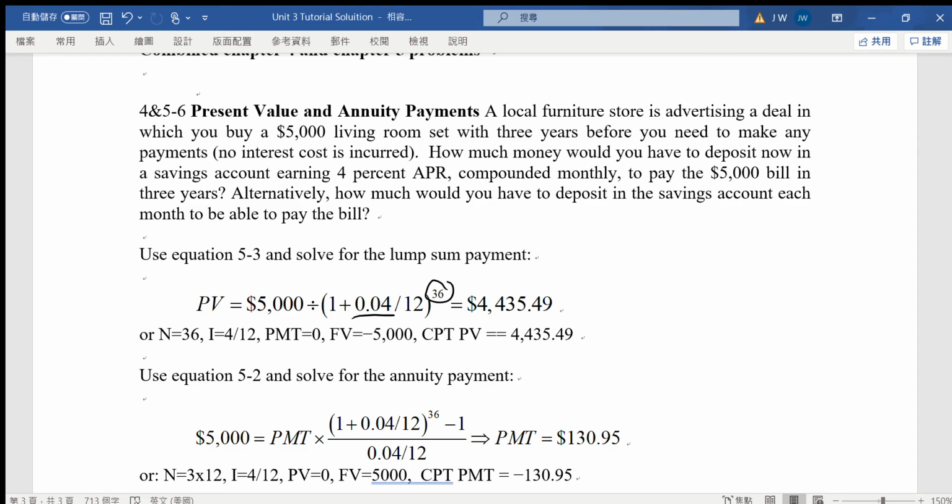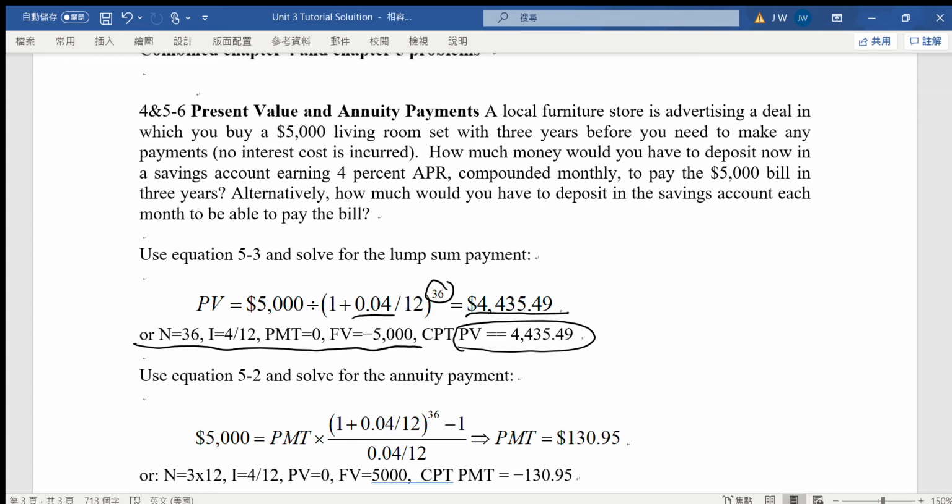Because of that, you need to put 4,435.49 in the savings account under a 4% interest rate. Then 3 years later you will get 5,000, which will be sufficient to pay for the furniture store. The other way to work it out is to use your financial calculator, but you should write down all this key information and finally compute the present value. That is the first part of the question.